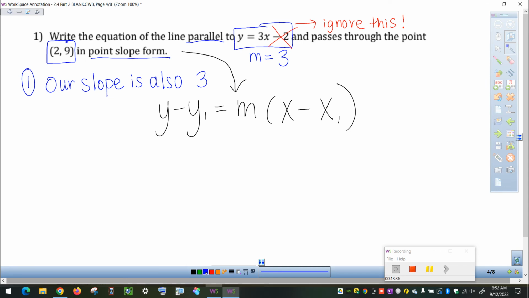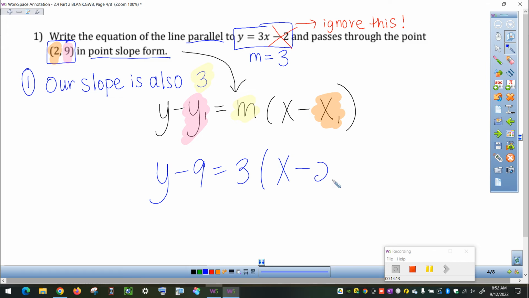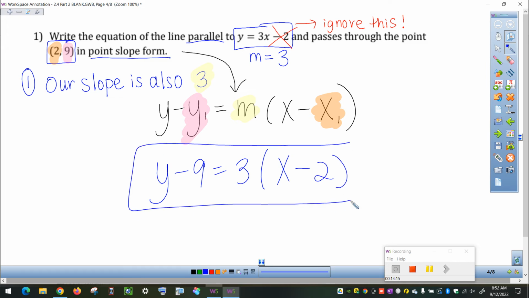And then we'll just look at the pieces of where we're going to plug things in. So m is always our slope, so we're going to plug in 3 in that position. And then the x value for the point that it passes through is x1, and the y value for the point that it passes through is y1. The regular x stays there, the regular y stays there. So here's our final answer. We're going to say y minus 9 equals 3 times the quantity x minus 2.